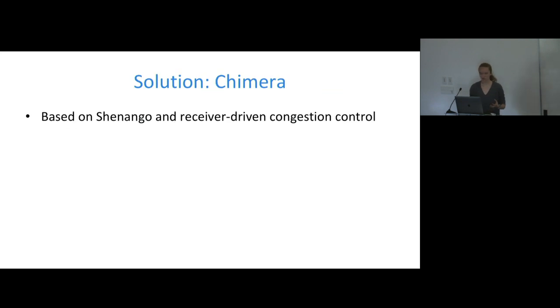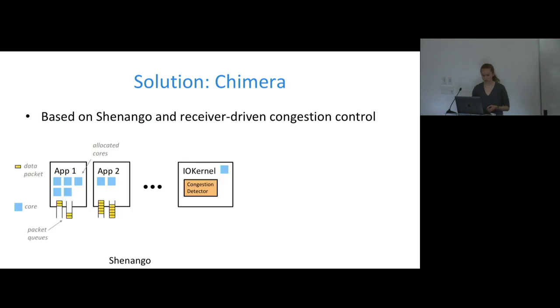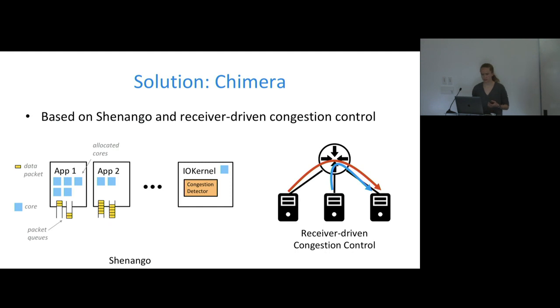So combining all these ideas, we propose a system that we call Chimera. Chimera is based on Shenango and receiver-driven congestion control. Recall that in Shenango, applications run in runtimes, and the IO kernel monitors them for congestion and decides how many cores to allocate to each. With receiver-driven congestion control, receiving end hosts generate grant packets, which they send back to senders, informing them when it's their turn to send. These grant packets then clock the flow of incoming traffic.